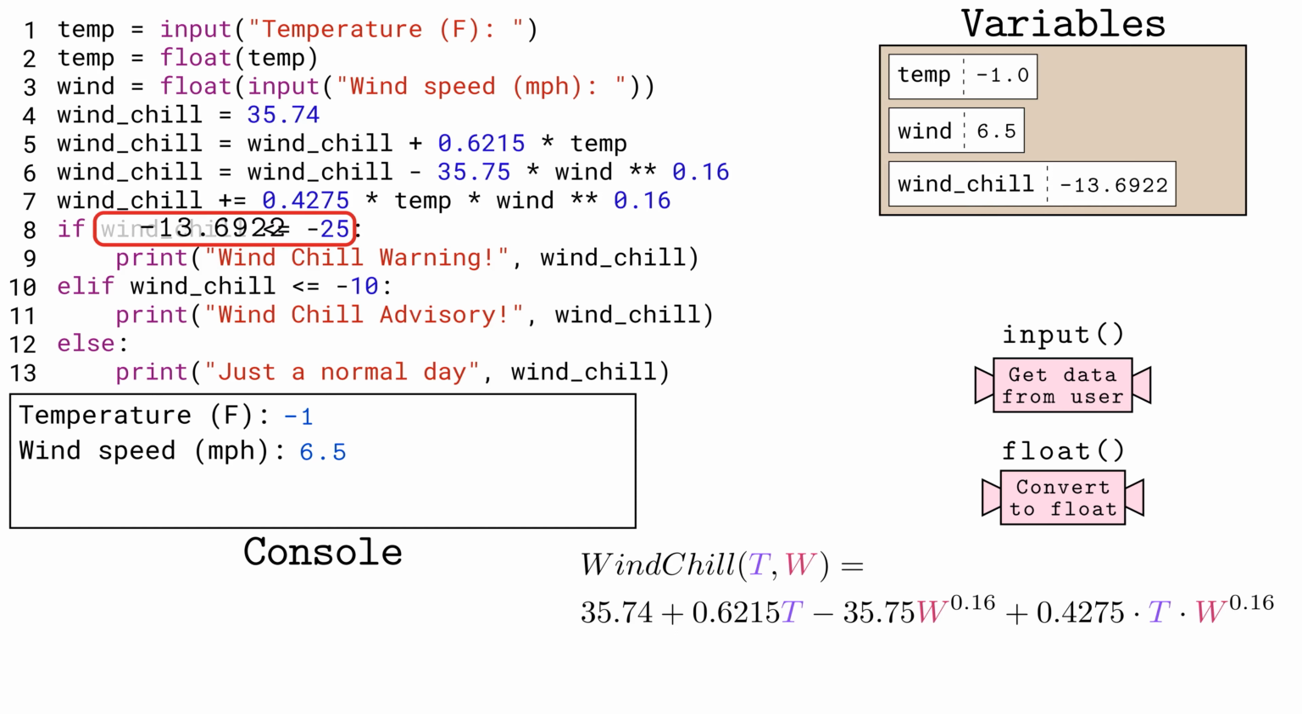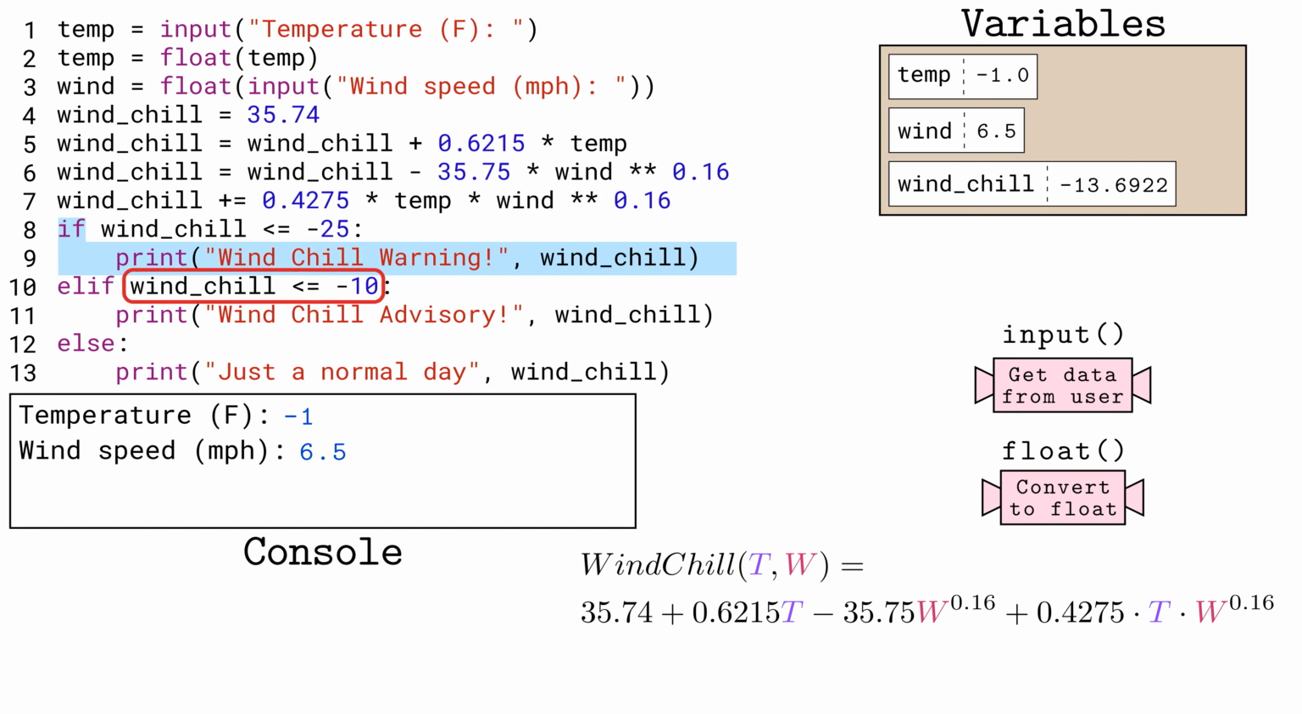In this case, the question is no, or false. Had it been true, Python would have run the indented code on line 9, but because the answer was false, the computer skips to line 10. On line 10, there's an elif statement, which is a follow-up question that is asked only if the if statement on line 8 was false.